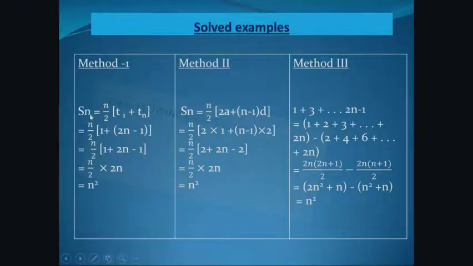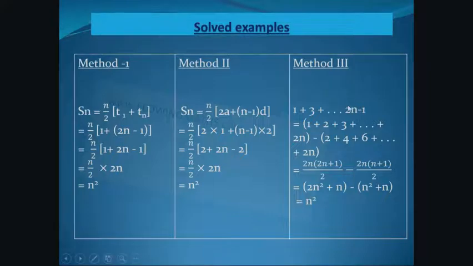The methods to solve it: first, using method 1, Sn is n by 2 into (T1 plus the last term). The last term is 2n minus 1, first term is 1. So Sn is n by 2 into (1 plus 2n minus 1). The 1 and minus 1 get cut, so it is 2n. So n upon 2 into 2n, the 2 gets cut, so it is n square. Method 2, using the formula n upon 2 into (2a plus (n minus 1) d): 2 into 1 plus (n minus 1) into 2. So again, we come to n square.